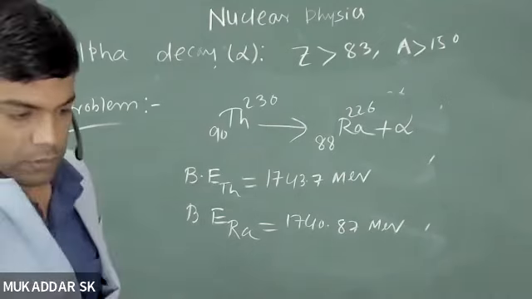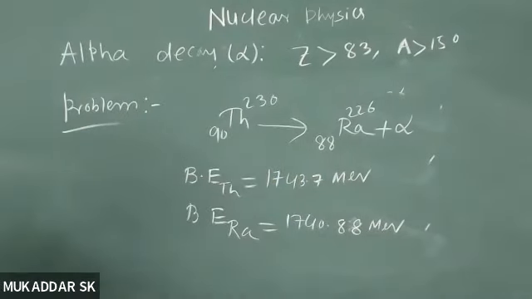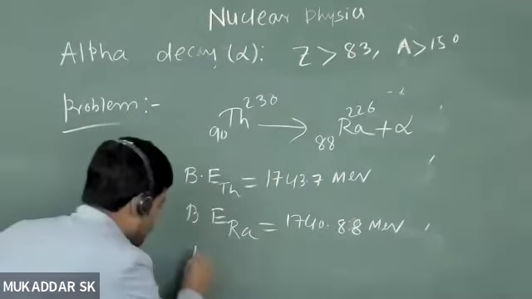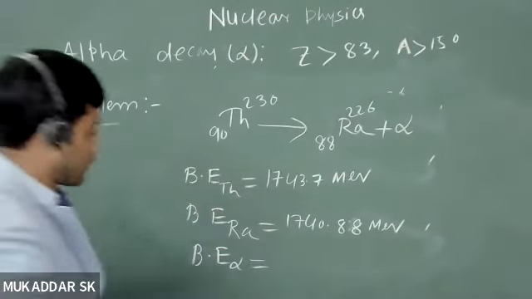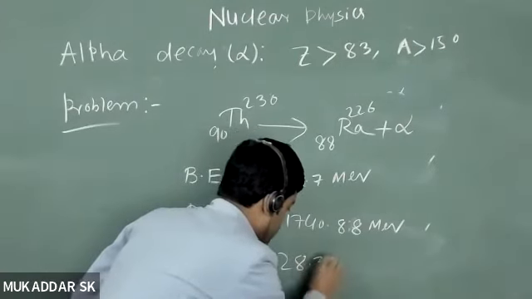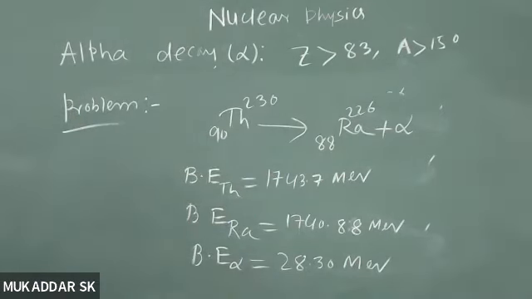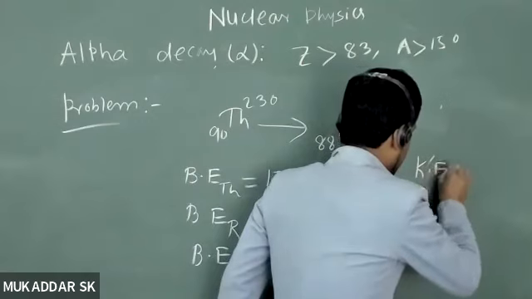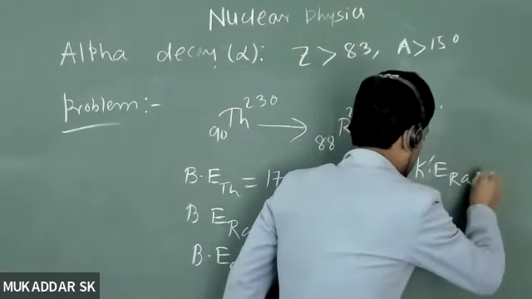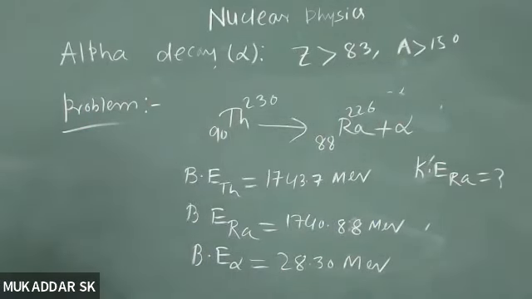And also the binding energy of the alpha particle is given, that is 28.30 mega electron volt. Okay? This is the information that is given. So in that alpha decay, you have to calculate the kinetic energy of radium, that you have to calculate.